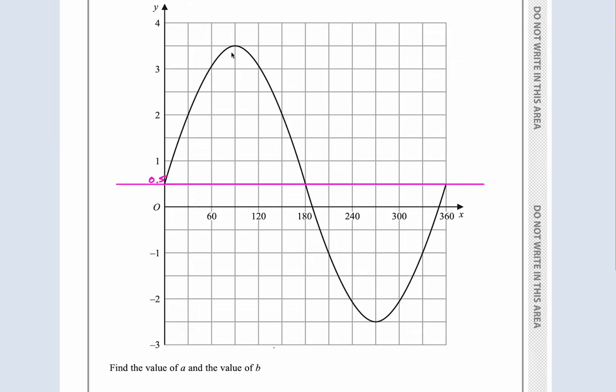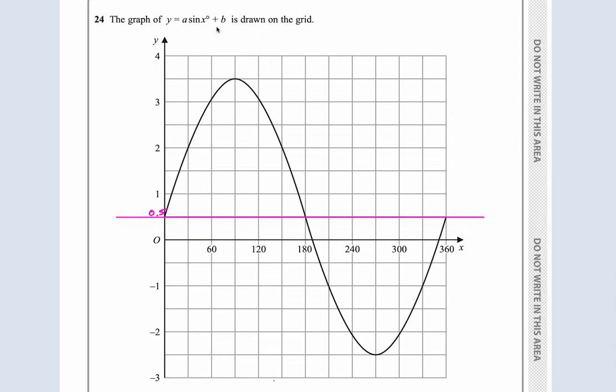If you're not sure, guys, because it's halfway between the top and the bottom, you can do 3.5 plus minus 2.5 divided by 2. So you do the maximum plus the minimum divided by 2. And then a is the amplitude. So a is the height from this equation, this line, to the top of the wave. It's that height. And that height goes from 0.5 to 3.5. The value of that is 3, because that height is 3. It's also 3 to here, that length.